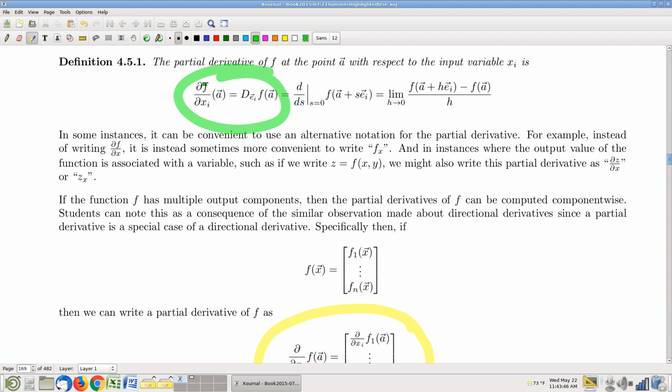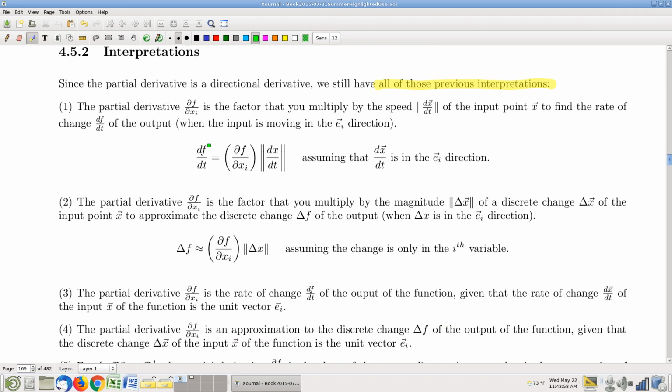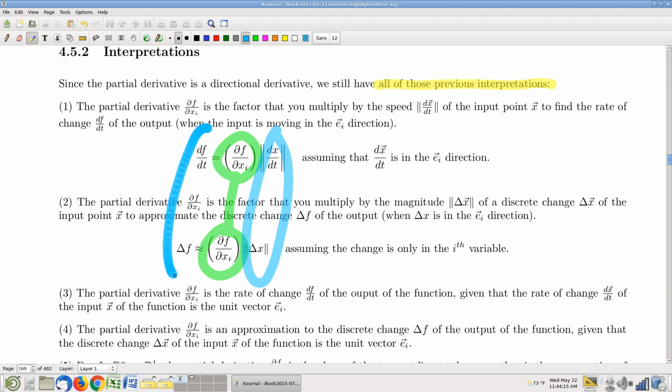And then of course, don't forget one of the most important things to know about unit directional derivatives. They are directional derivatives, right? So, just with further refinements. Okay. So, let's remind ourselves of our interpretations then, right? So, as unit directional derivatives, partial derivatives are the things that you multiply by input change magnitudes to get output changes.